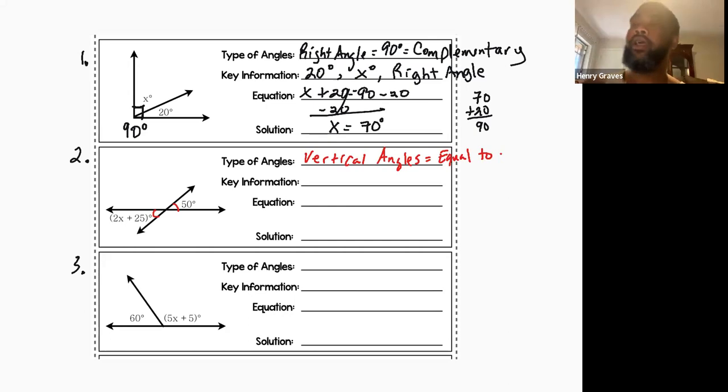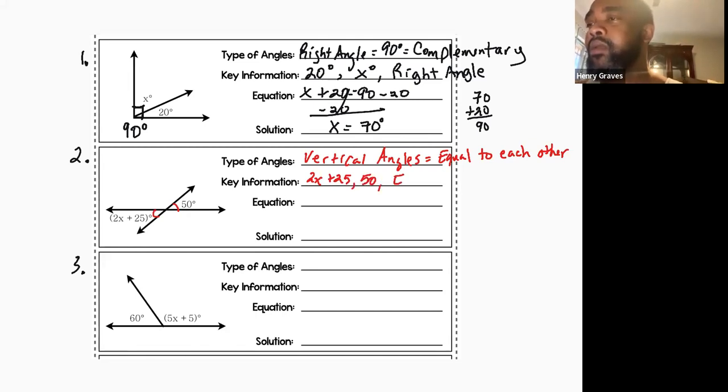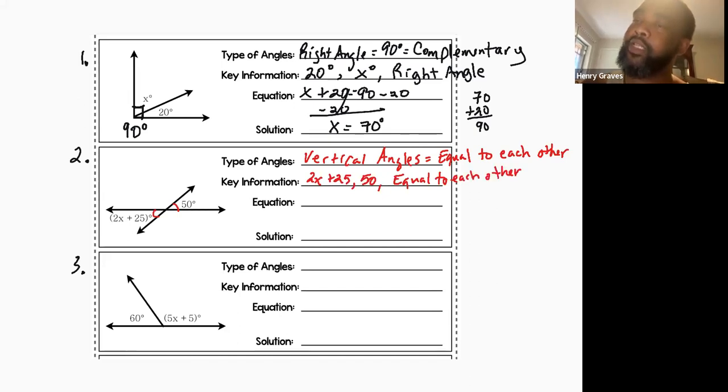Lovely. So the key information that we have here that's going to help us with this is we have one angle that we have the 2x plus 25, and then we have the other angle that's 50, but we know that they are going to be equal to each other. So I'm going to go ahead and do 2x plus 25 is equal to 50, right? I'm going to go ahead now and do my math. I'm going to subtract 25 on both sides.